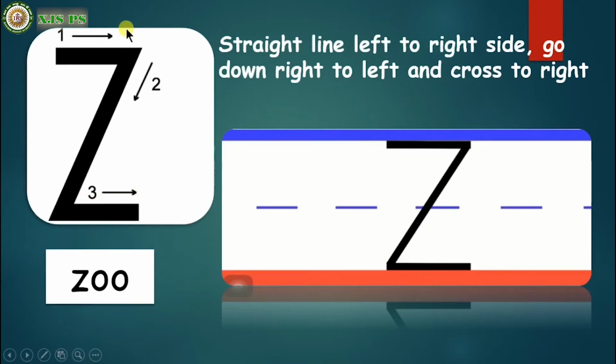Okay, so this is letter Z. Okay, very good. So now let's see the way we write it all together. Okay, everyone. Okay, let's see. First, second, third. Okay, one more time.